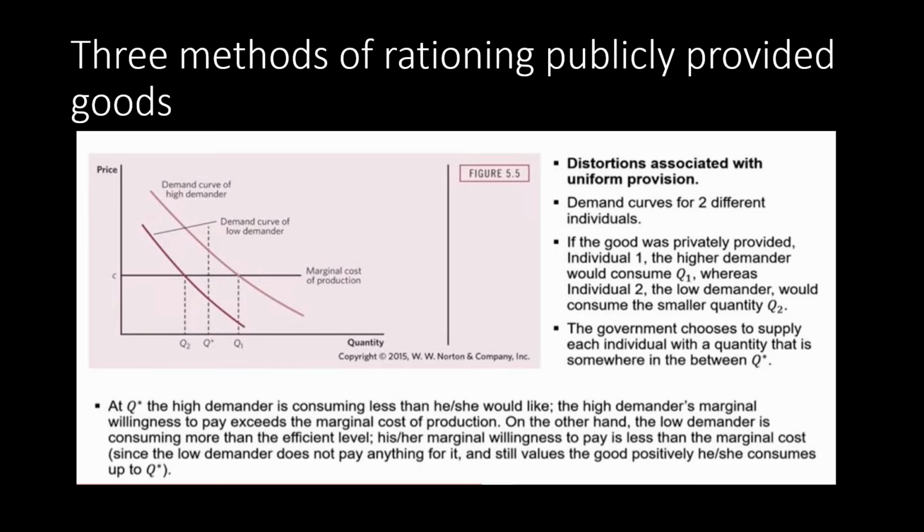The government chooses to supply each individual with a quantity that is somewhere in between, which is Q star, someone here in the middle. At Q star, the high demander is consuming less than he or she would like. The high demander's marginal willingness to pay exceeds the marginal cost of production. On the other hand, the low demander is consuming more than the efficient level. His or her marginal willingness to pay is less than the marginal cost. Since the low demander does not pay anything at all and still values the good positively, he or she consumes up to Q star.